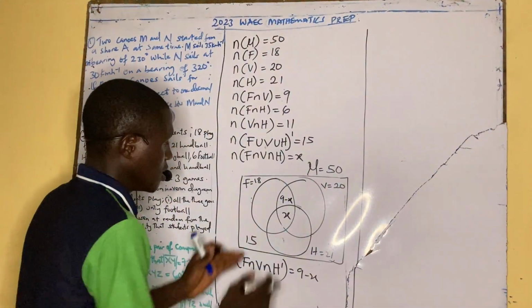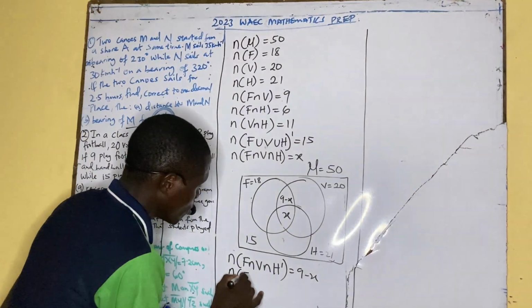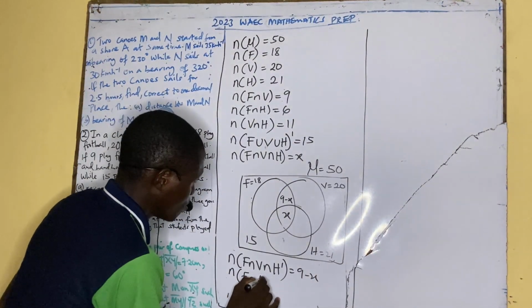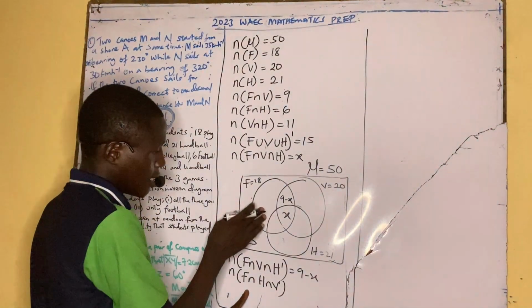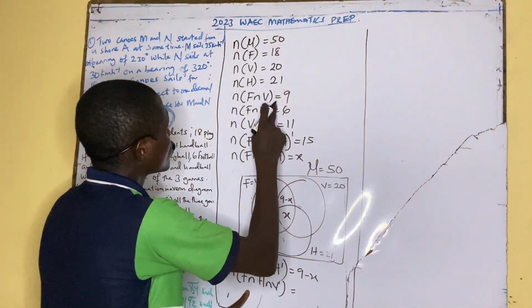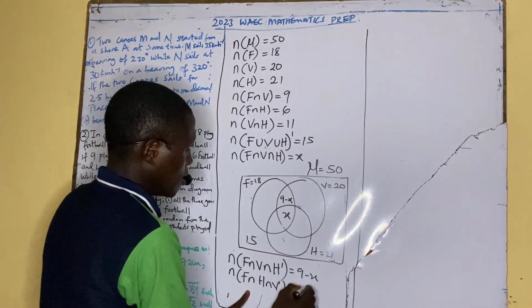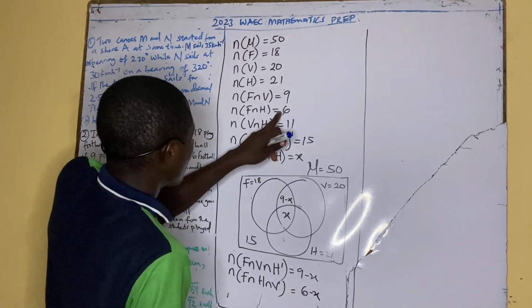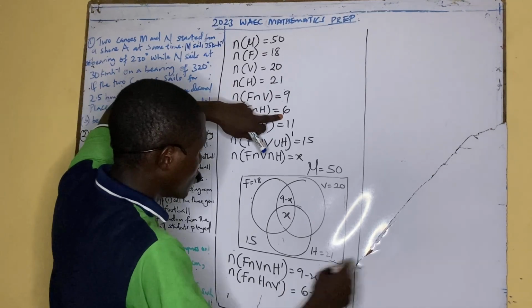That means this side. The number of football and handball excluding volleyball, that is this side and this side excluding this one, is going to be 6 minus X, because football and handball is 6, so you remove X out of it.